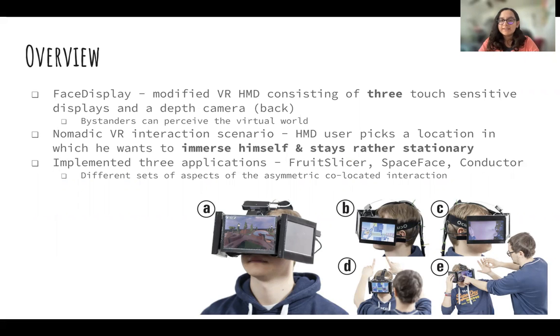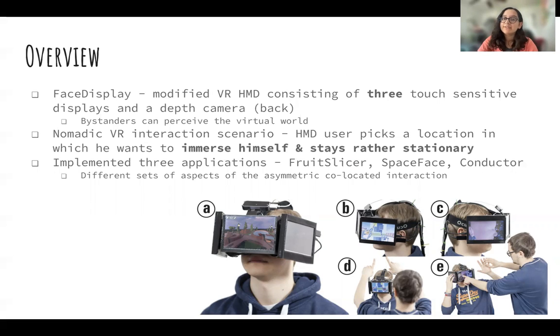So as you can see, this user has an Oculus Rift attached to him, and then he has 3 screens on which the bystanders can view the virtual world. So they talked about a nomadic VR interaction scenario where an HMD user picks a location in which he wants to immerse himself and stays rather stationary. Rather stationary means that they are either sitting or standing in that location for the entire experience.